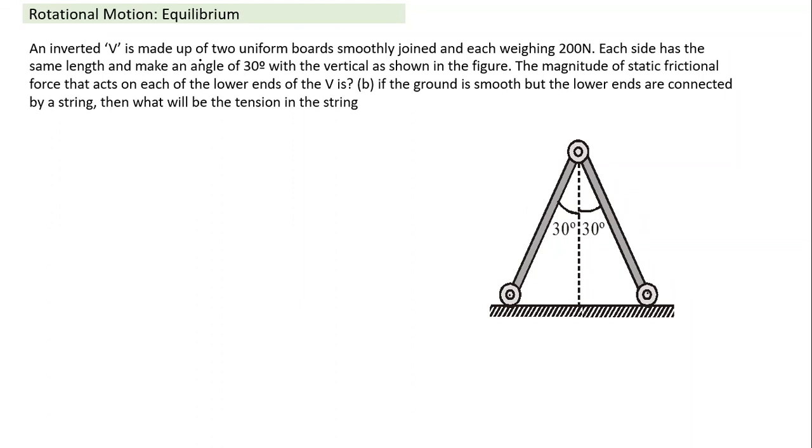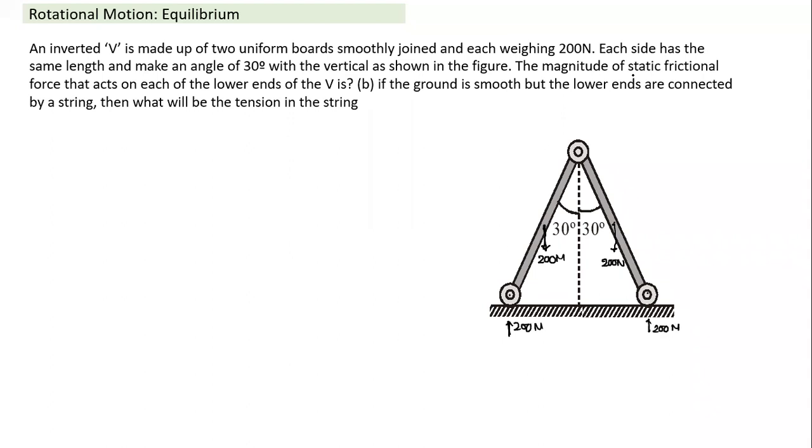So: an inverted V made of two uniform boards, smoothly joined, each weighing 200 Newton. Each weighing means the left part is also 200 Newton. Its weight will act at the center of mass, and because of uniformity, at the midpoint, this is 200 Newton, and on the other side also at the midpoint it is 200 Newton. Of course the normal reaction here also has to be equal to 200 Newton because of symmetry, since these angles are equal.